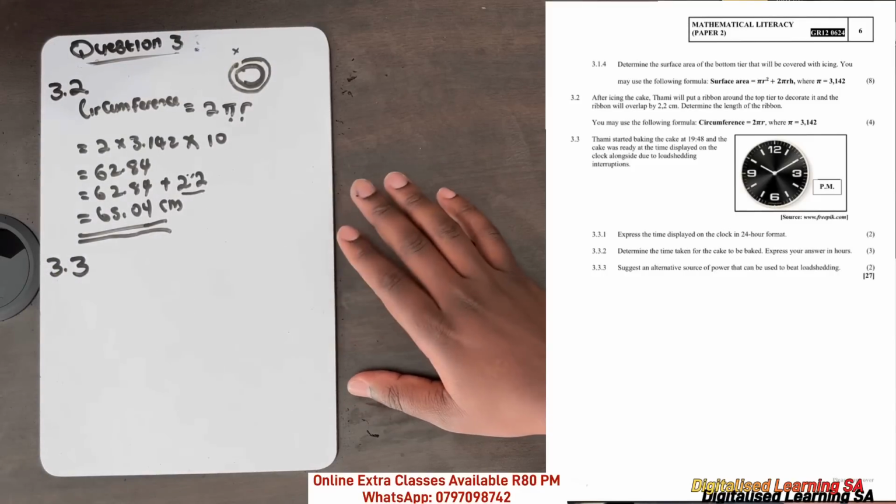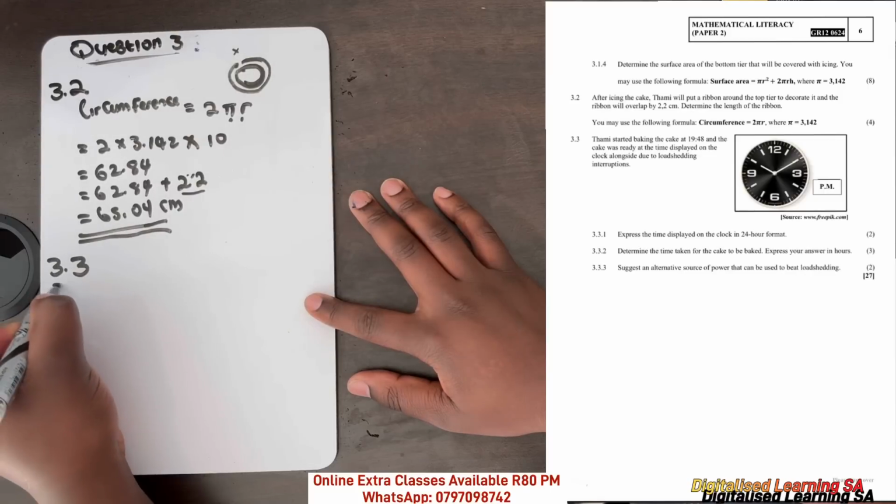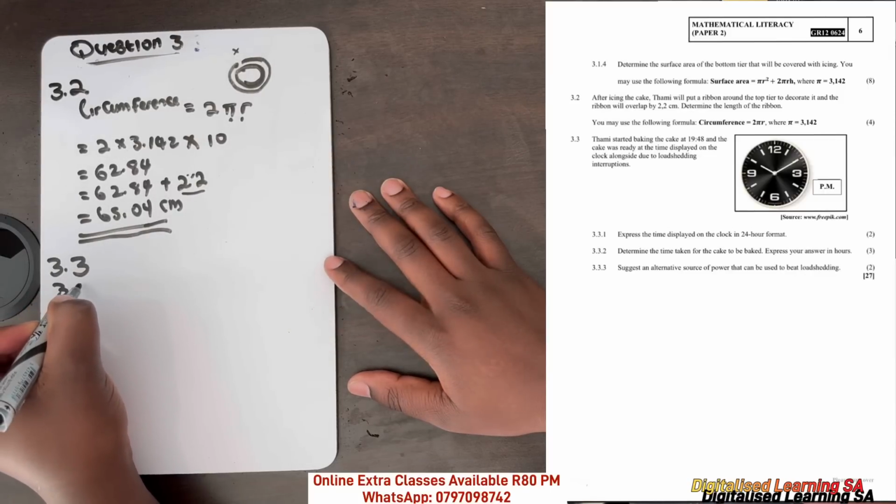3.3. So question 3.3 says that Tammy started baking the cake at 12 minutes to 8. And the cake was ready at the time displayed on the analog clock due to load shedding interruptions. Before we get to that, we are going to start with our first question, which is question 3.3.1.